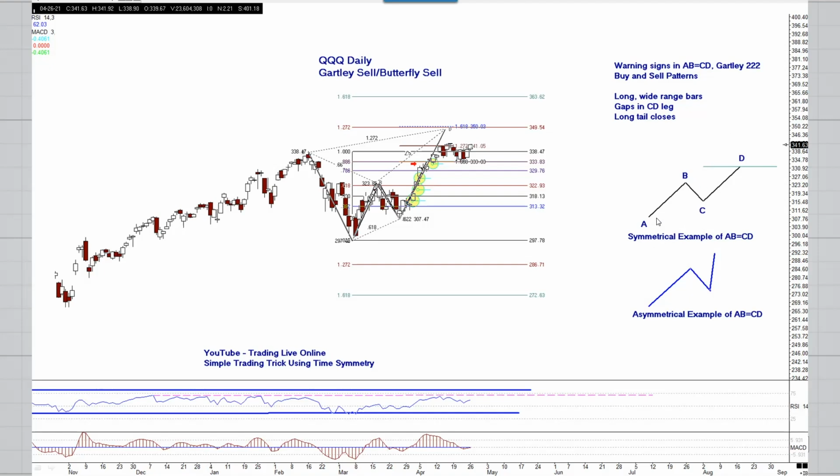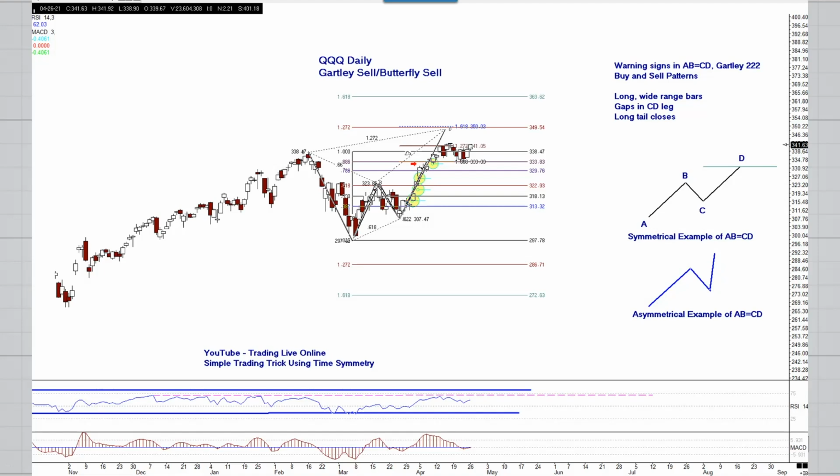Now, if you look over here on the right, I drew in an illustration labeled ABCD. And this is a symmetrical example of this pattern. And below it, I drew in an example of an asymmetrical. So you can see the difference in the A to B slope and angle, our retracement. And then the CD leg is very different from the AB. This is asymmetry. And when the CD leg is asymmetrical, this can be caused by gaps in the CD leg, long, wide-ranging bars.